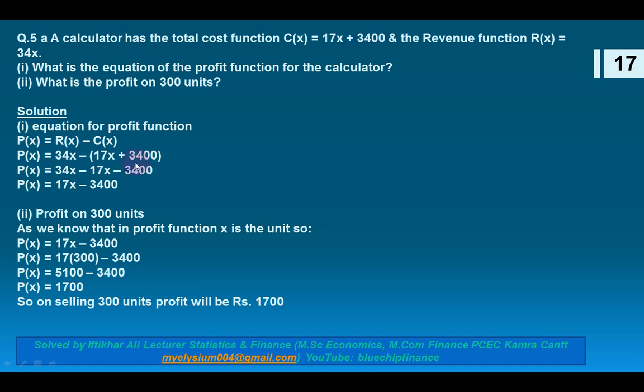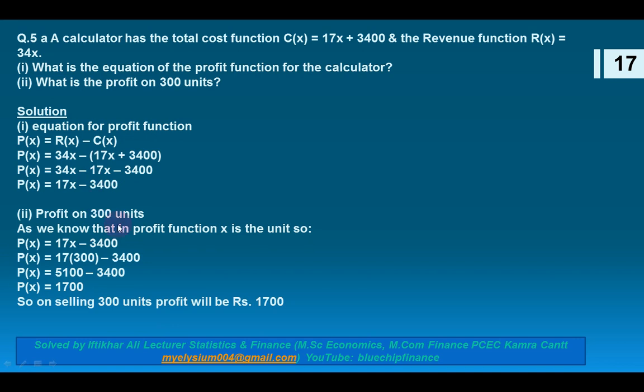So when we eliminate these brackets, it will become 34x minus 17x minus 3400, because after eliminating these brackets, the sign will be changed. So profit will be 17x minus 3400. So this is the profit function.